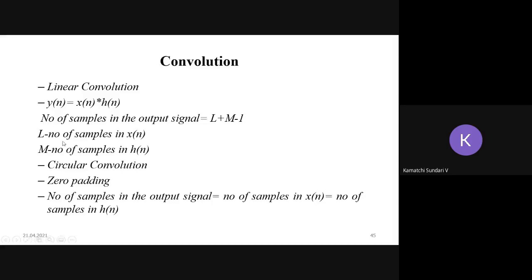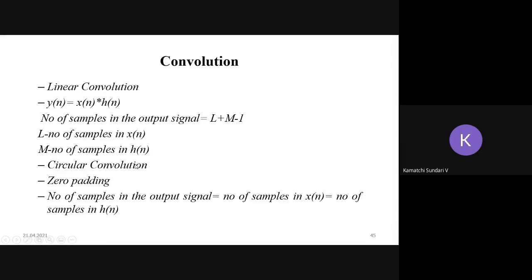How many samples will we have in our output signal y of n? We have to calculate that. For that calculation, let the number of samples present in our input signal x of n be L, and the number of samples present in h of n be M. Then we will have L plus M minus 1 samples in our output, that is the convolved signal, right?